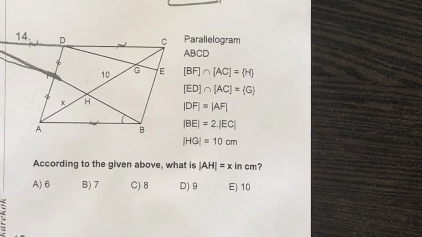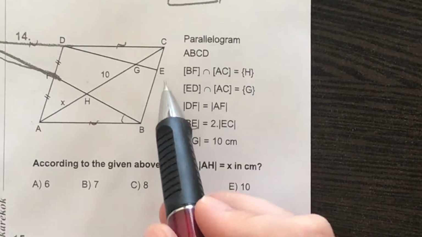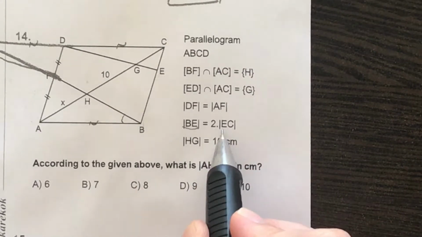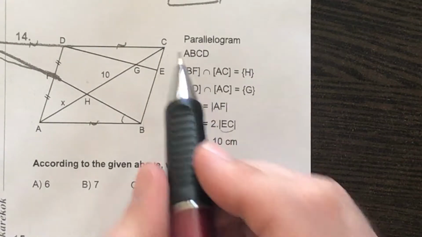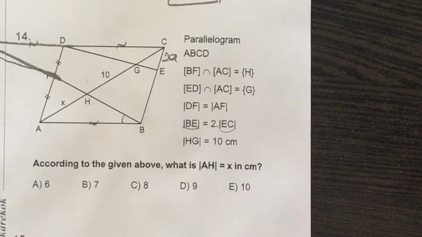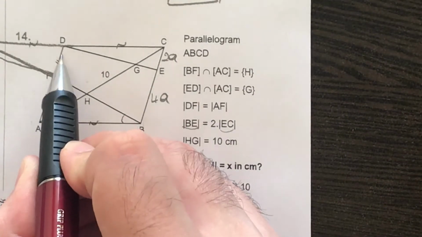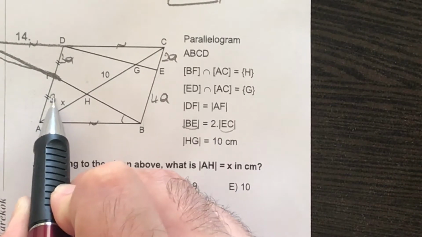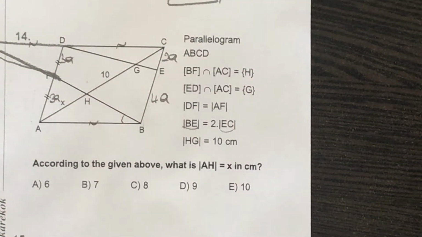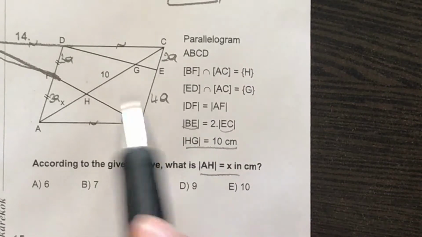And in the question it's given that BE is 2 times EC. Let's say this is 2A, and therefore BE will be 4A. It leaves FD 3A and FA 3A. Okay, fine. And HG is given, which is 10. And we are trying to find the length of AH, this one, X.